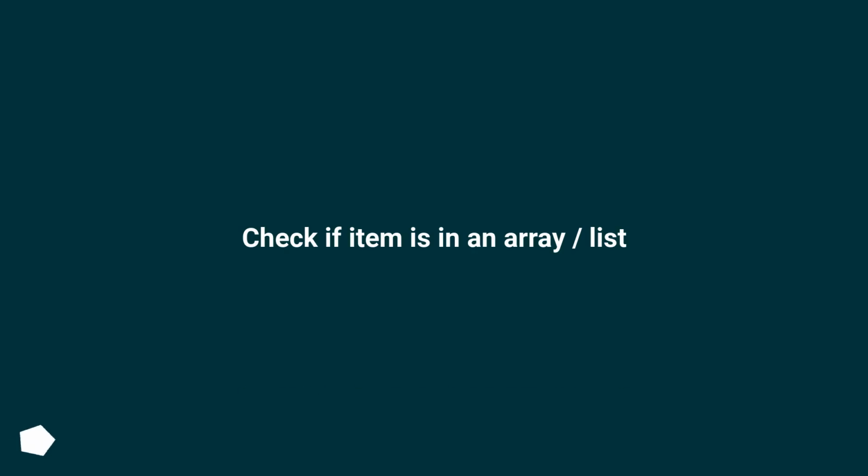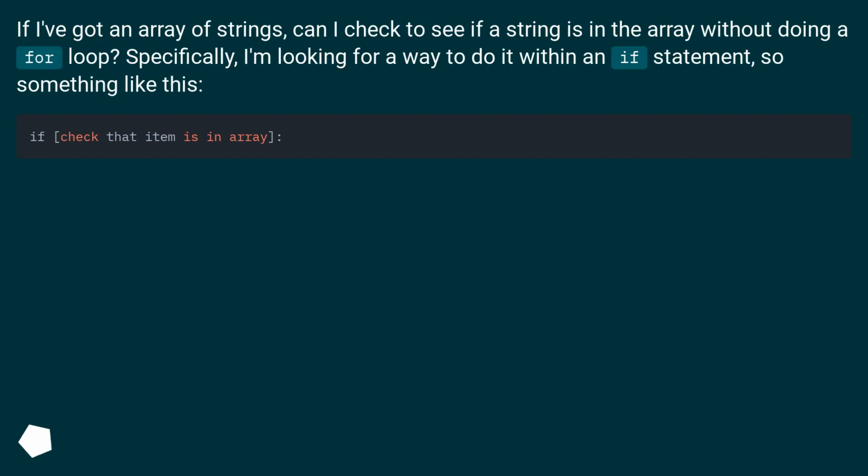Check if item is in an array, list. If I've got an array of strings, can I check to see if a string is in the array without doing a for loop? Specifically, I'm looking for a way to do it within an if statement, so something like this.